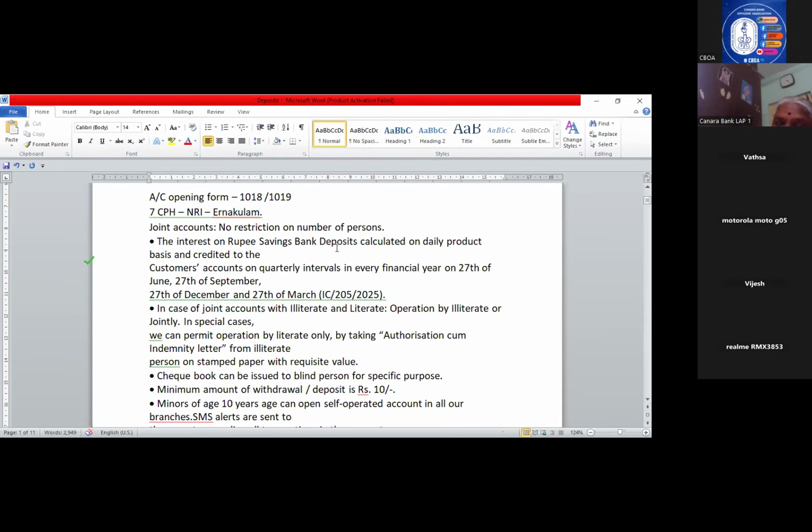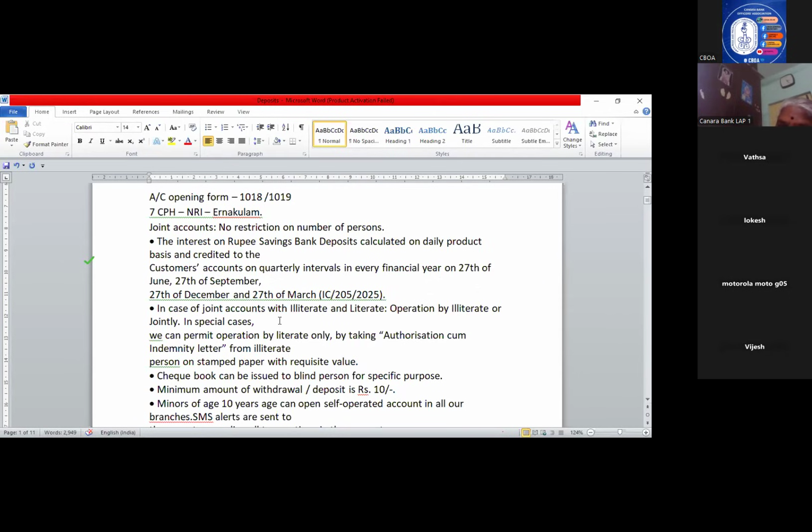Joint accounts, now there is no restriction on the number of persons. Any number of persons can join and open an account. And the interest on savings bank account is now credited to the customer's account on the 27th of June, 27th of September, 27th of December, and 27th of March. Earlier it was 1st of February and every 3 months it was credited. Now there is a change. The latest change, it is IC 205 of 2025, says every financial year in June, September, December, and March, on the 27th of those months, the interest will be credited.